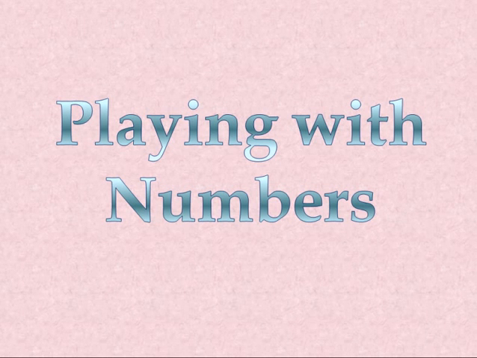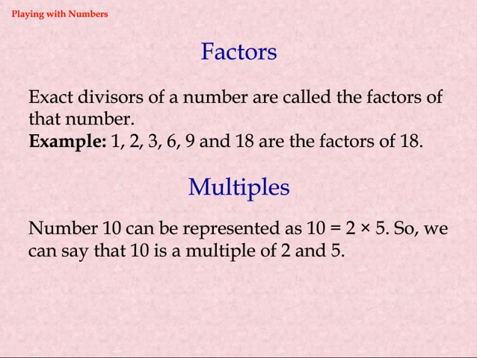Topic: Playing with numbers. Factors. Exact divisors of a number are called the factors of that number. Examples: 1, 2, 3, 6, 9 and 18 are the factors of 18. Multiples. Number 10 can be represented as 10 equals 2 into 5. So, we can say that 10 is a multiple of 2 and 5.